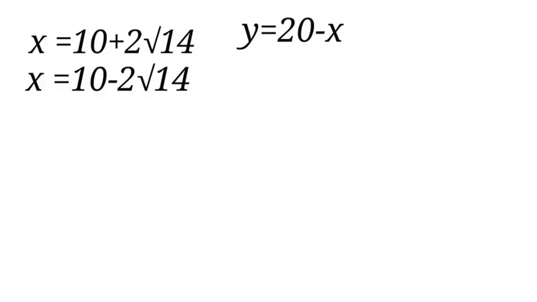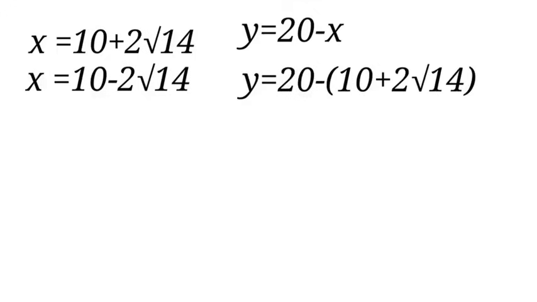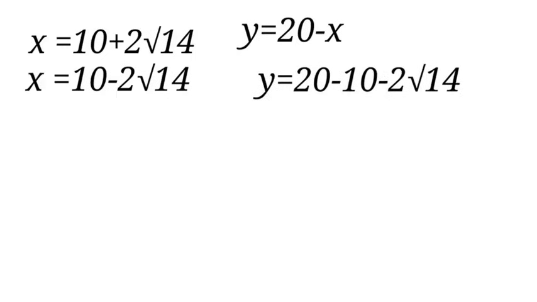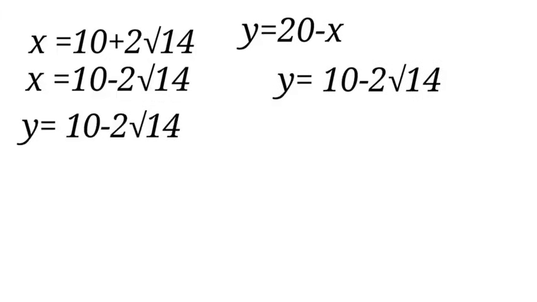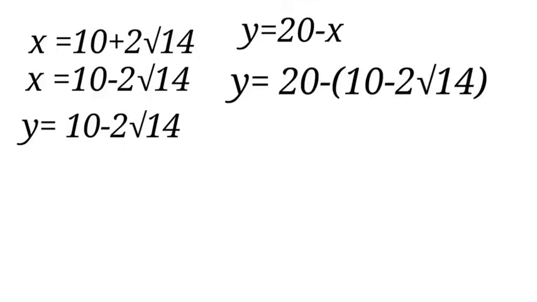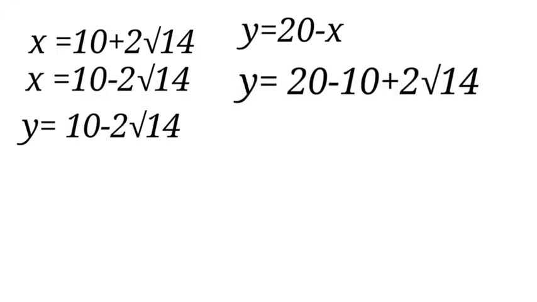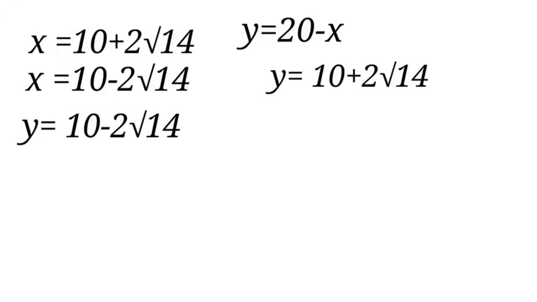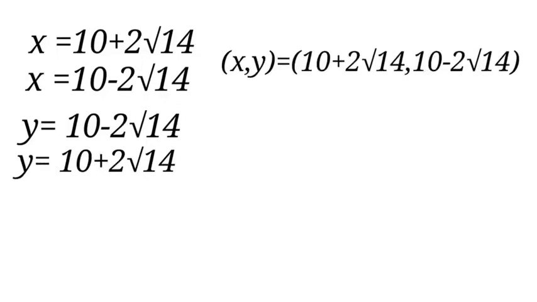We will have y equals 20 minus open bracket 10 plus 2 root 14 close bracket. And when we solve, we'll have y equals 20 minus 10 minus 2 root 14, and y equals 10 minus 2 root 14. Now, for the second value of y, we are going to substitute 10 minus 2 root 14 in place of x, and that will be y equals 20 minus open bracket 10 minus 2 root 14 close bracket, equals 20 minus 10 plus 2 root 14. y equals 10 plus 2 root 14. So that is the second value. So they can also be written in this format.